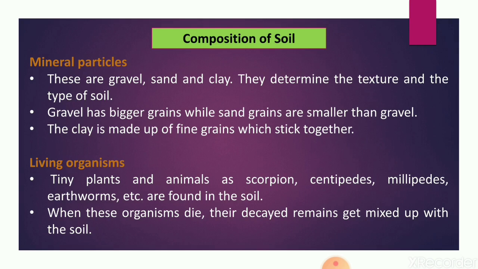Next is living organisms. Living organisms means tiny plants and some animals like centipedes, millipedes, scorpions or earthworms. They are found in soil. Besides these, we can see rabbits and rats also. They make burrows, which means they build their houses in the soil. Some microorganisms are also present. When the bigger animals and plants die, the microorganisms come and feed upon them, and they decompose the organic materials in the soil and make the soil fertile.